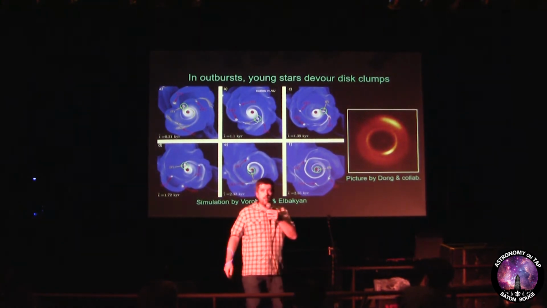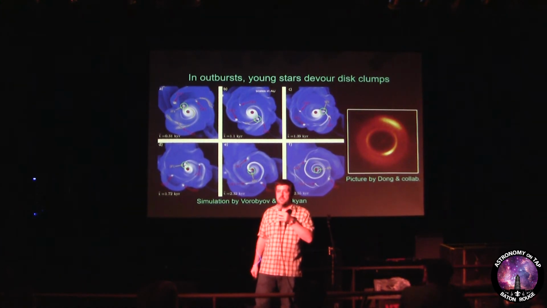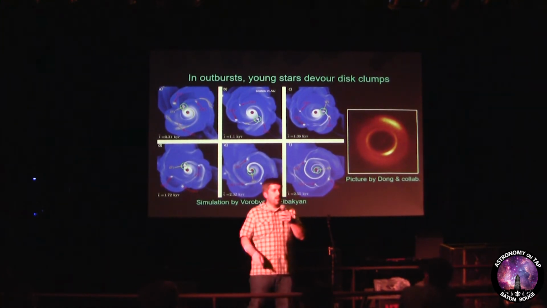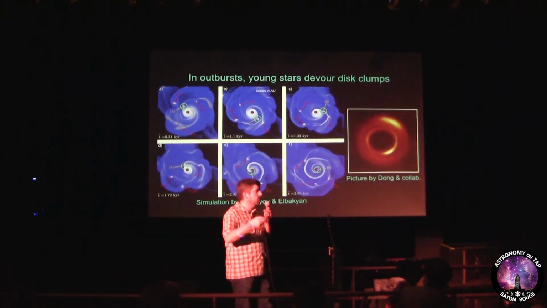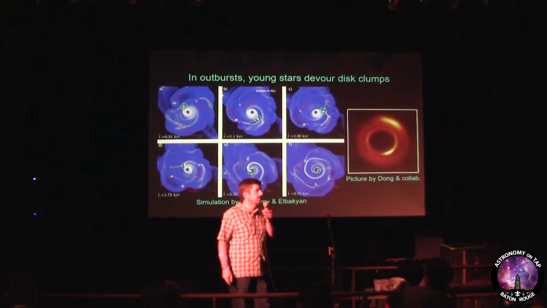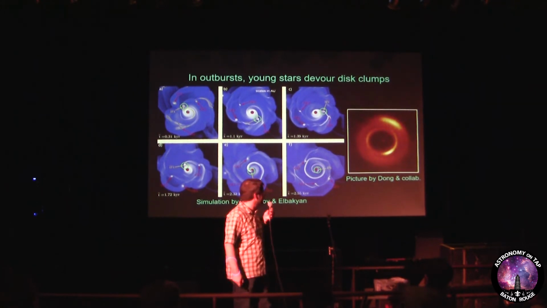So we think that's how these outbursts happen. One of these clumps in the disk falls into the star. And when a lot of mass falls onto the surface of the star, it's got a lot of energy in it, and all that energy gets released as light at all different wavelengths, and that's what gives you the outburst.